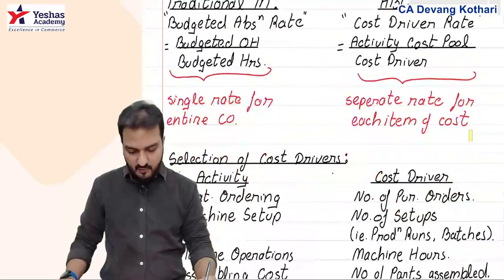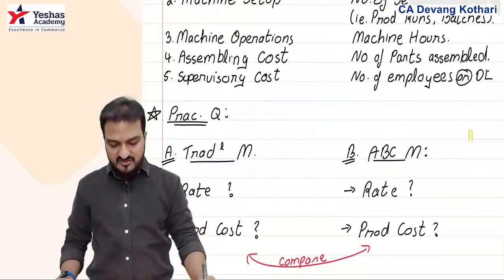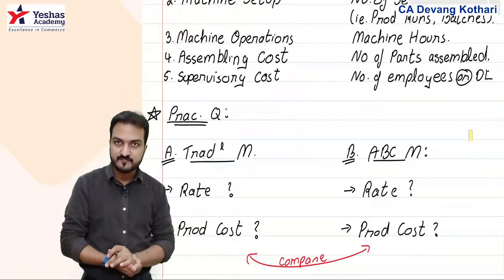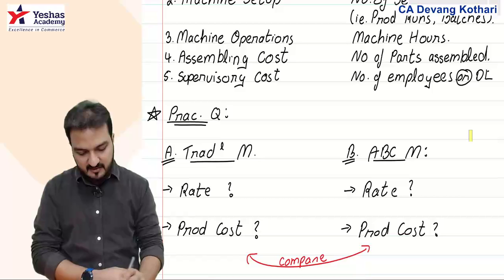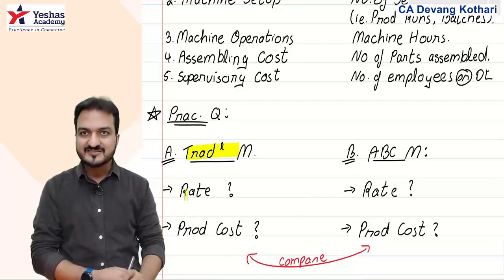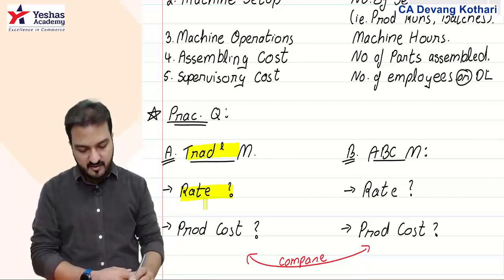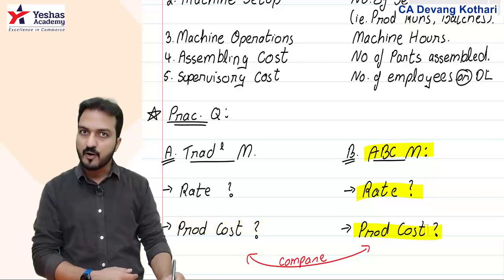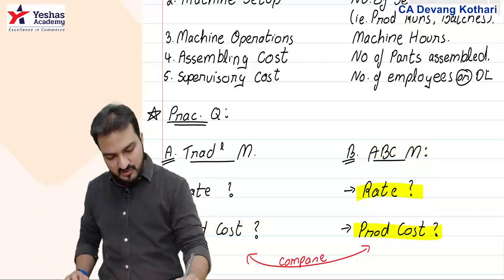Now going further, we need to practice certain calculations, and I had told you last time that the calculations will always be done like this. In the traditional method, you'll be asked to calculate the rate, and based on that rate you find the product cost. Even in the ABC method, you first find the rate, and using that rate we find the product cost. Yes, we'll do that in question number 1.